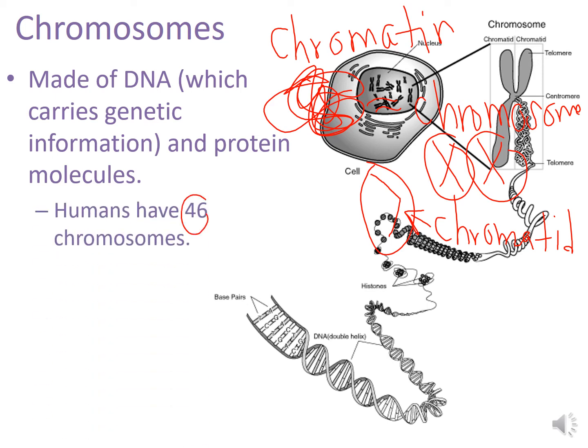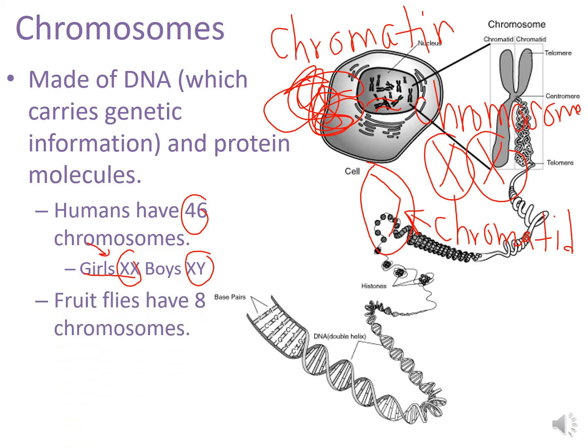Humans have 46 chromosomes. Again, you have 46 chromosomes. Girls, you are XX. Boys, you are XY. You can never change your chromosomes. If I ever read your DNA from the day you're born to the day you leave, your chromosomes will tell me your original DNA, XX or XY. We can never change those. Fruit flies have 8 chromosomes.